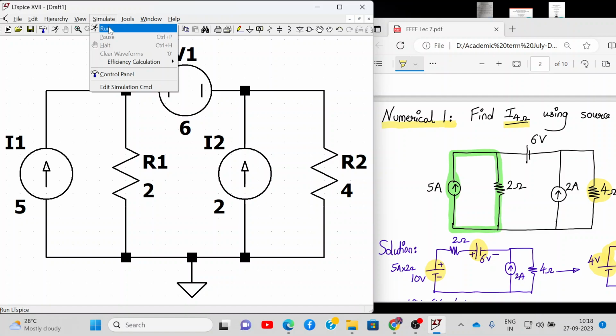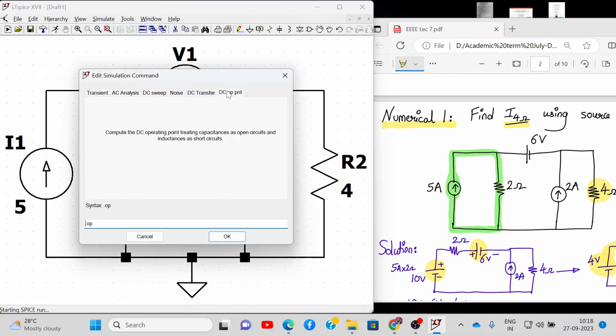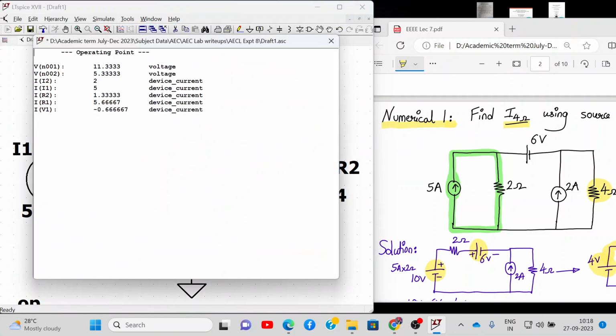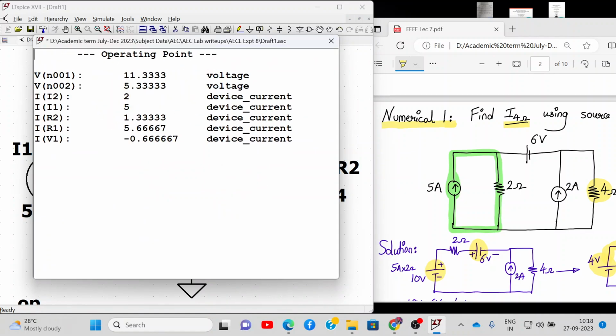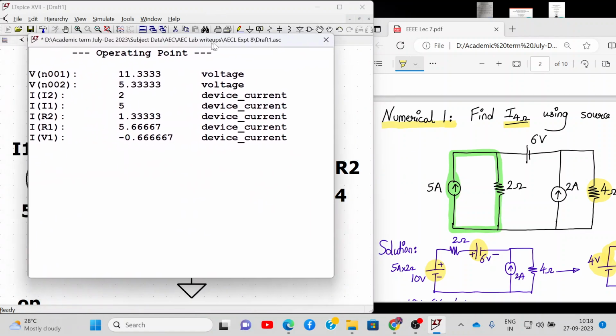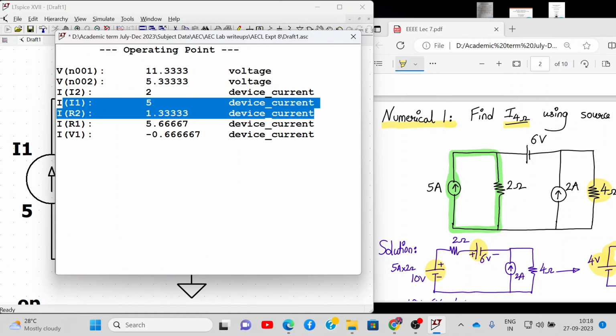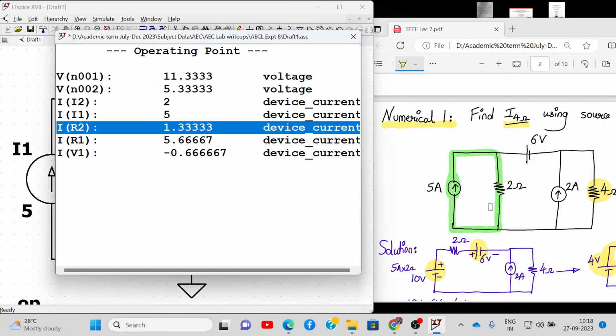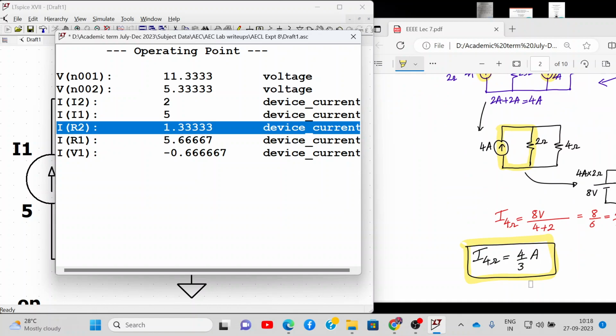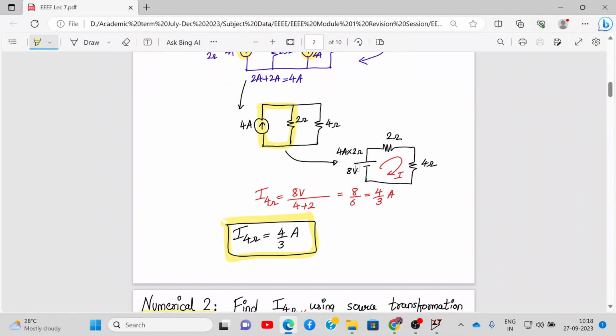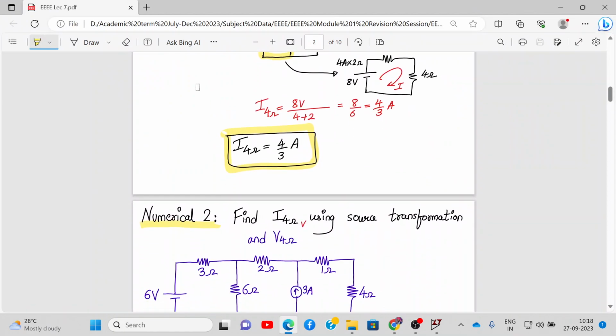Now I am not applying source transformation, but directly finding the current using LTspice. So the current flowing through the 4 ohm resistance is nothing but the current flowing through R2. If you can see carefully, the current flowing through R2 is 1.33. And what did we get? 4 by 3, that is 1.333. All right, so indeed the current flowing through the 4 ohm resistance is correct, that is 1.333 or 4 by 3 amperes. In this fashion we can check the circuit in LTspice. Now let us move on to the next numerical.